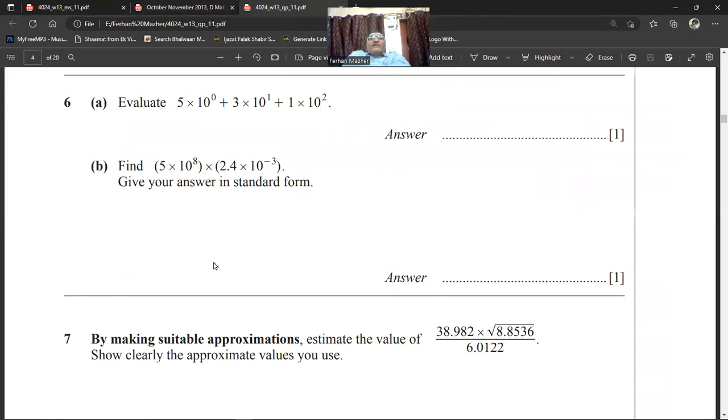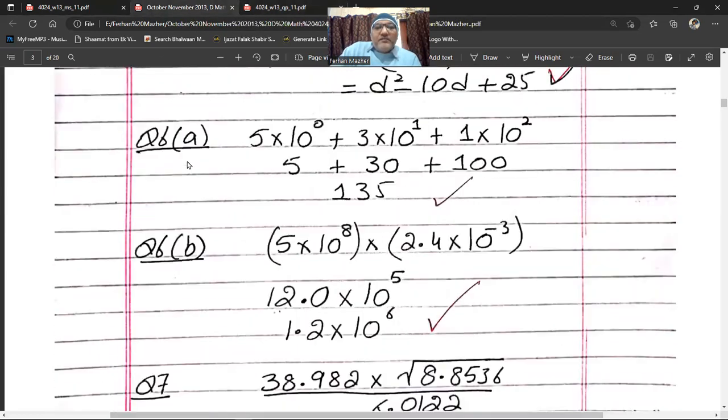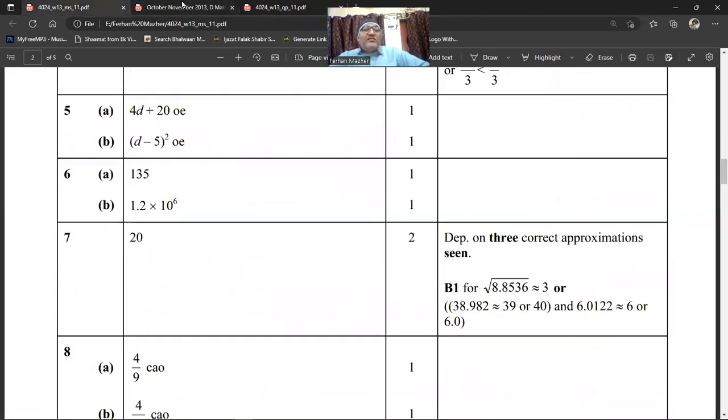He says evaluate 5 times 10 to the power 0 plus 3 times 10 to the power 1 plus 1 times 10 to the power 2. Now 10 to the power 0 means 1, 5 multiply 1 will be 5, and 3 multiply 10 will be 30, and 1 multiply 100 will be 100. Then you will add them. Very simple. So 100 plus 30 plus 5 will be 135. 135 is the right answer, sir.